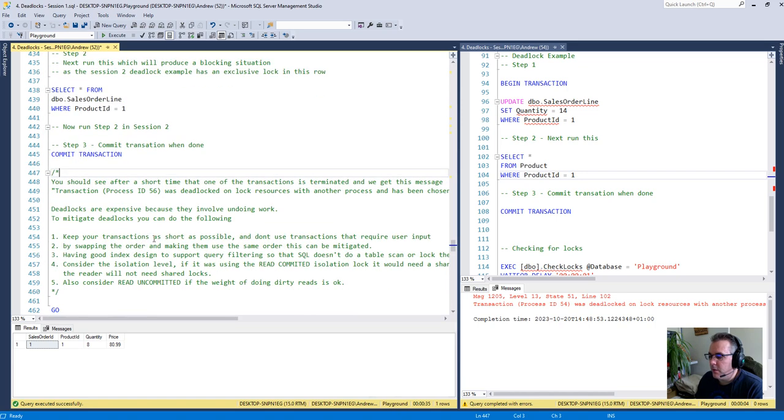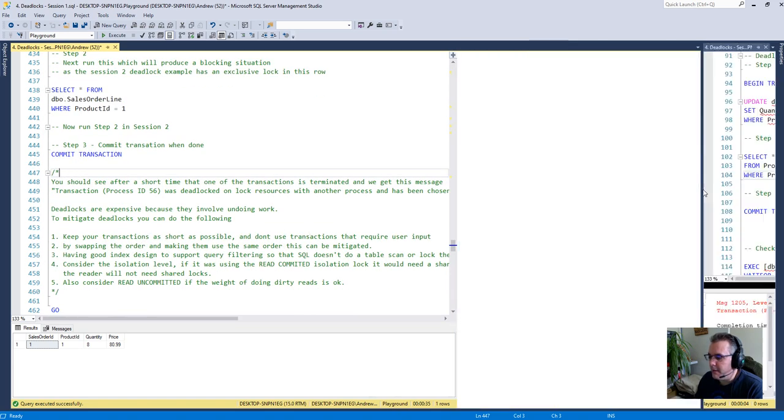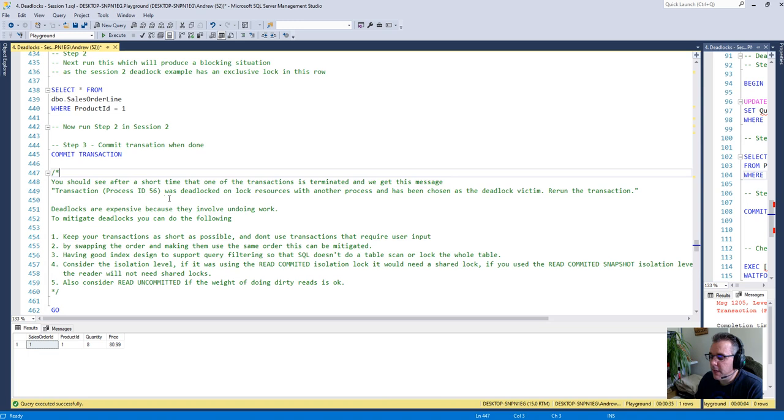So what can we say about this then? You should see after a short time that one of the transactions is terminated, and we get this message. So deadlocks are expensive because they involve undoing work. To mitigate deadlocks, you can do the following. Keep the transaction as short as possible and don't use transactions that require user input.